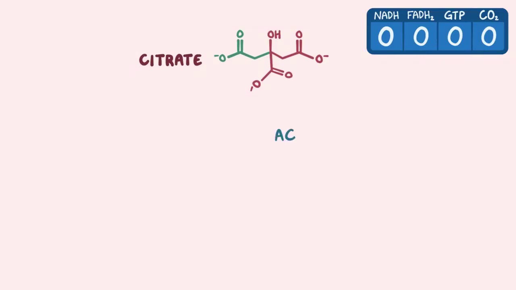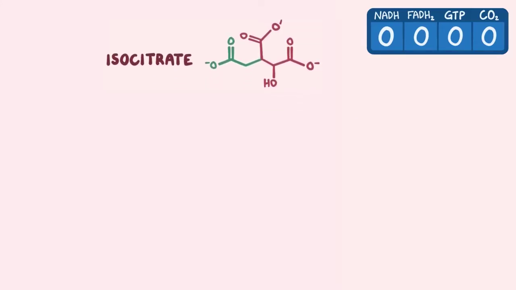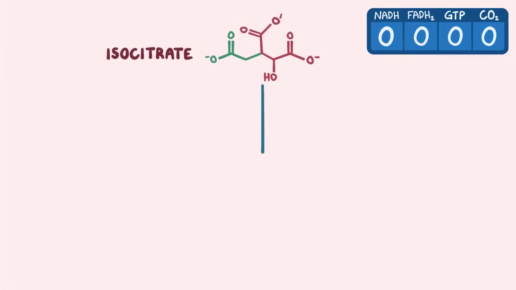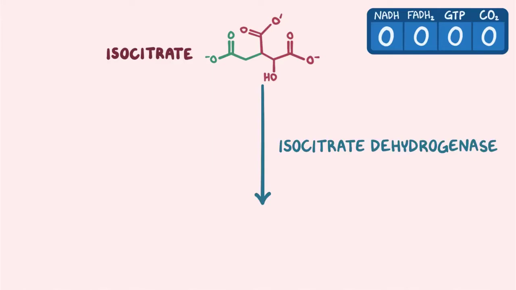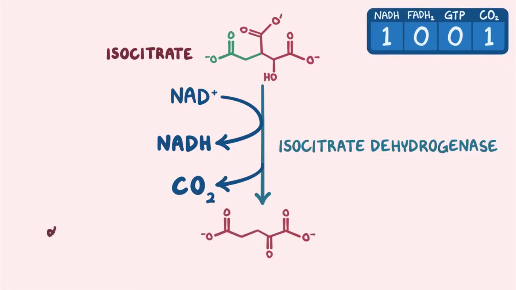Next, another enzyme, aconitase, rearranges the chemical shape of citrate to make its isomer, isocitrate, without adding or removing any carbon molecules. So far, we haven't made anything related to energy. But here comes the first dehydrogenase, called isocitrate dehydrogenase, which removes an electron as well as a carbon and 2 oxygens from isocitrate. The electron goes to a nearby NAD+, making our first NADH. And the carbon and oxygens give us our first CO2, leaving us with a 5-carbon molecule called alpha-ketoglutarate.